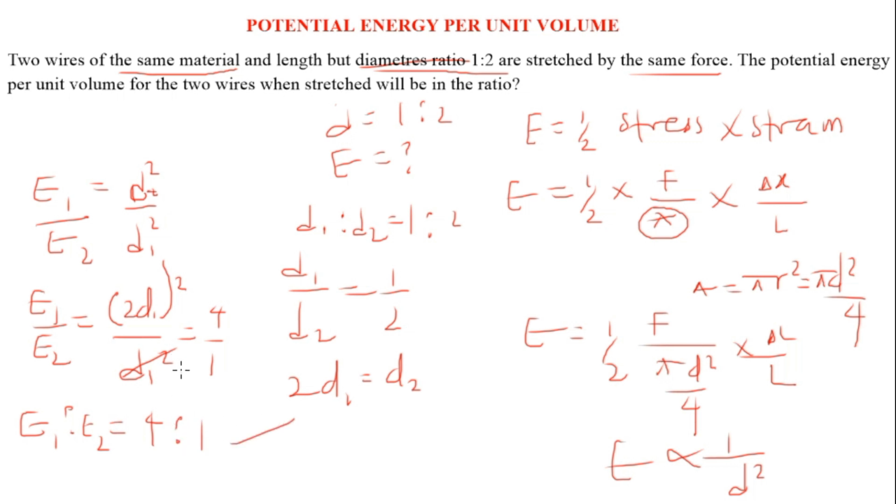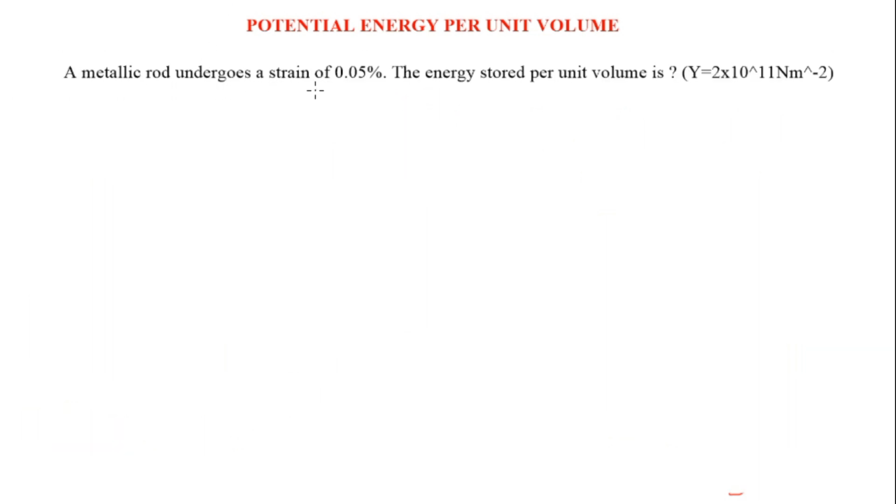Alright, let's solve another practice problem. Given the strain as 0.05 percent, which is the same thing as 0.0005. Strain has no unit. I got this by dividing by 100 since it is in percentage.